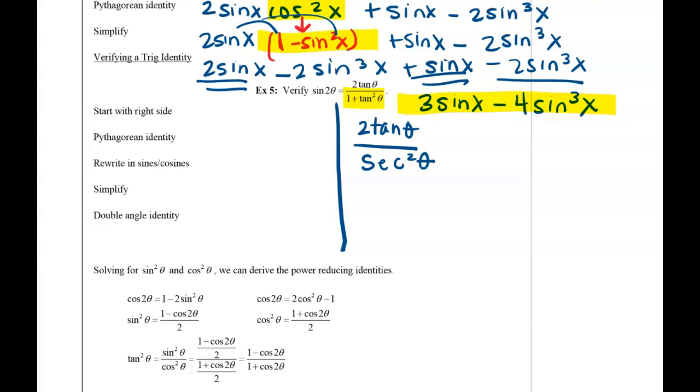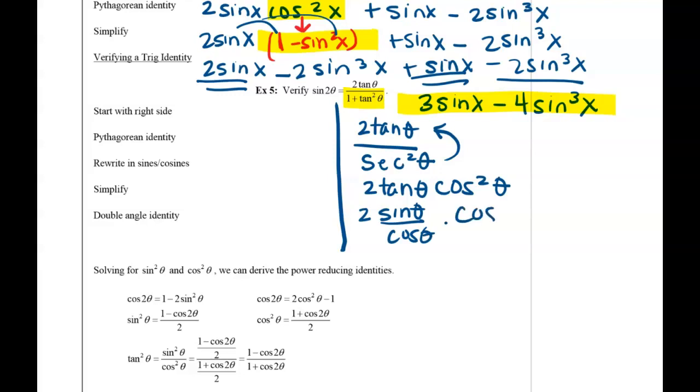So now what we're going to do is let's rewrite secant squared up top with the reciprocal identity. So now I have 2 tangent theta cosine squared theta. And then let's use the quotient identity and let's rewrite tangents. So 2 sine theta over cosine theta times cosine squared theta. Then you can see that the cosine is going to cancel with one of those cosines.